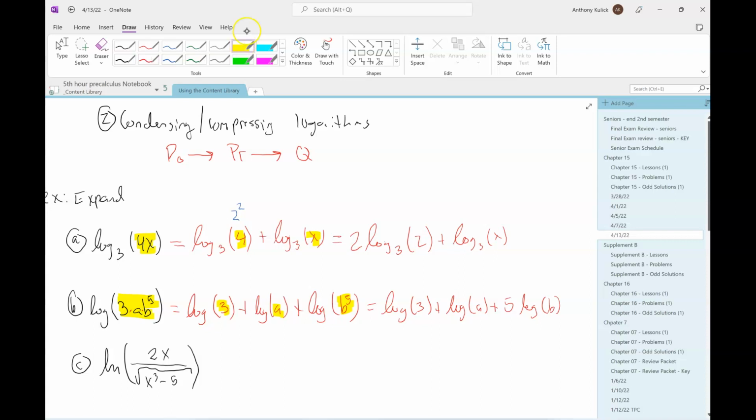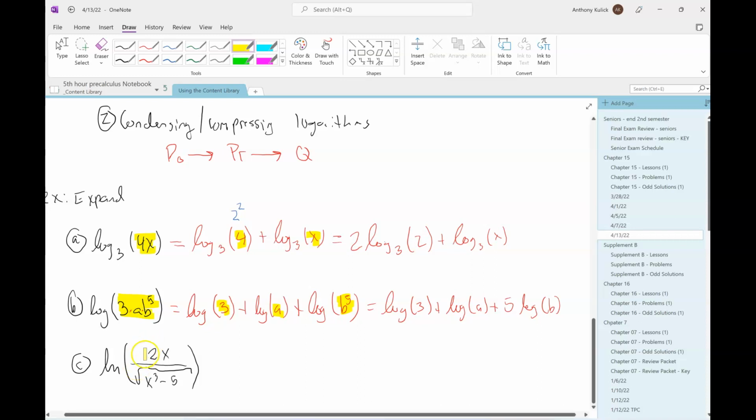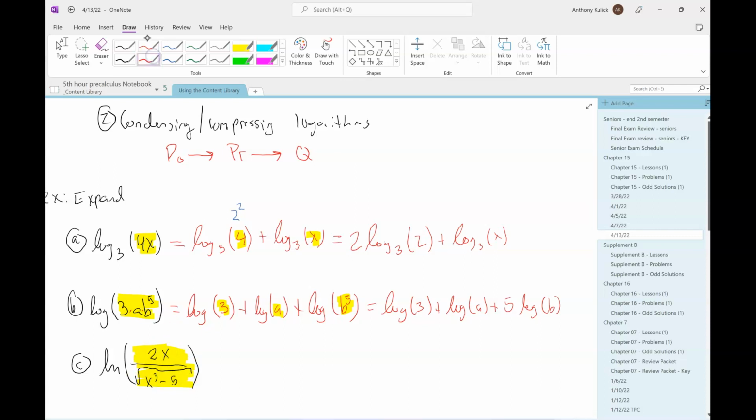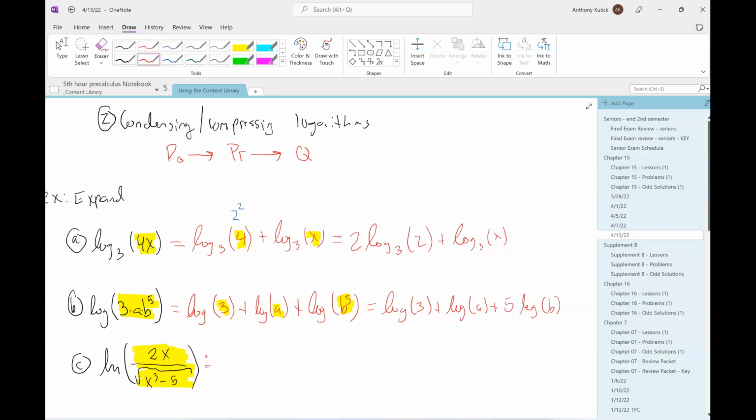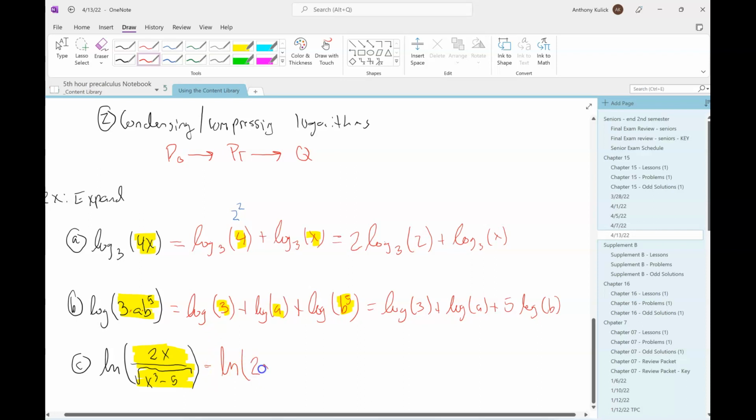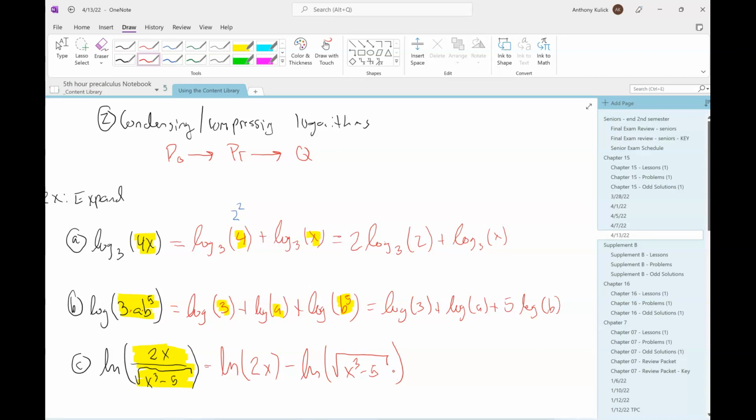All right, here we have the natural log of 2x divided by the square root of x cubed minus 5. So again, we're looking inside the logarithm. First thing we look for is a quotient property. Yeah, we got two things being divided, right? So when we apply the quotient property, we're going to have log of the numerator minus log of the denominator. Everybody feel good there?